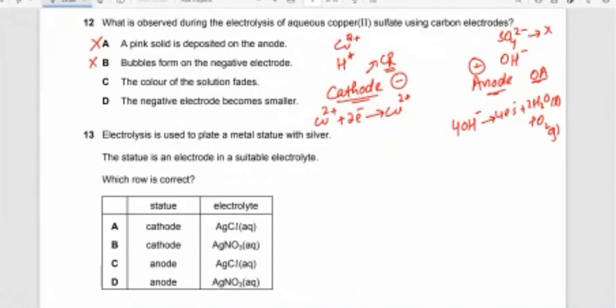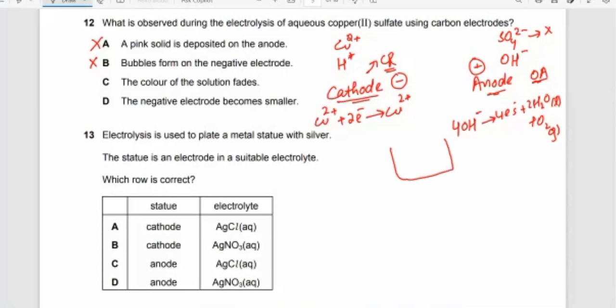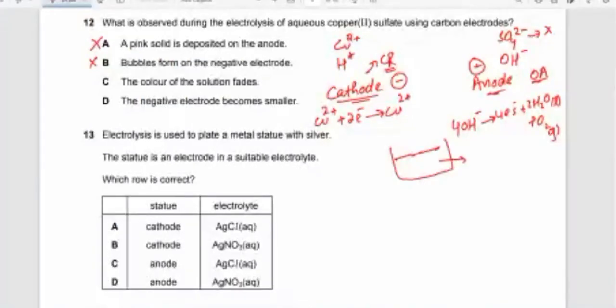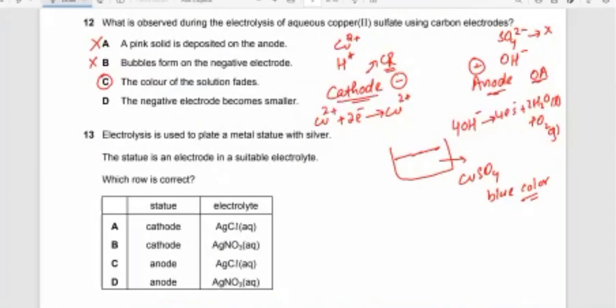The color of solution fades. Yes, this happens because copper is being deposited on the cathode. The solution becomes dilute as the electrolysis proceeds, so its color fades, because copper sulfate has the blue color. When its concentration decreases, because the cathode is taking the copper and it is decreasing in the solution, it is going to be dilute, so the blue color has to fade.